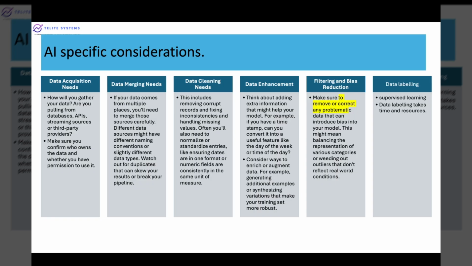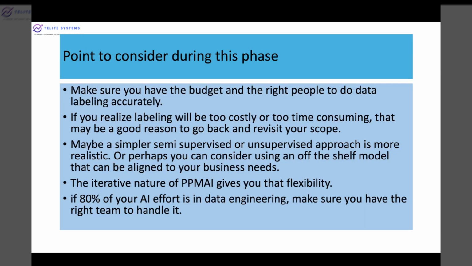And the data labeling. Usually, as part of AI and machine learning, we have supervised learning, so data labeling is very much required. Then comes a point to consider during this phase. Make sure you have the budget and the right people to do data labeling accurately.